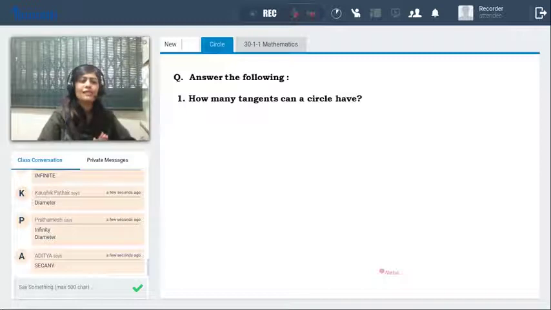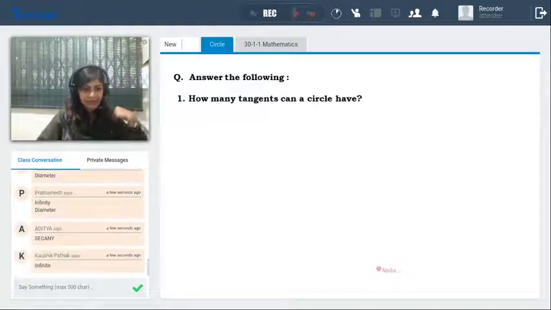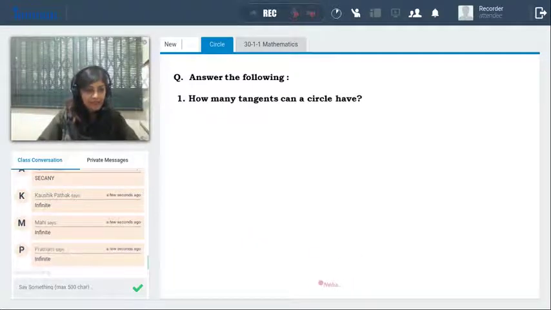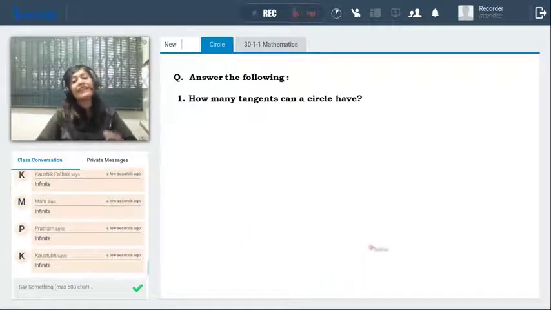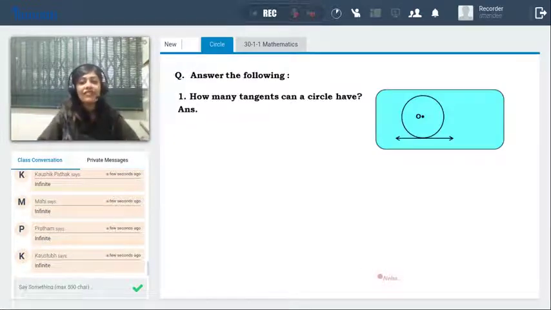Yes, we all know that. How many tangents? How many lines can we draw intersecting the circle in only one point? Infinite, yes, Kaushik. Okay, Mahi, infinite. Yes, some more answers before we move to the answer. All right, yes, Pratham, infinite. That's perfectly correct. We can have infinite.